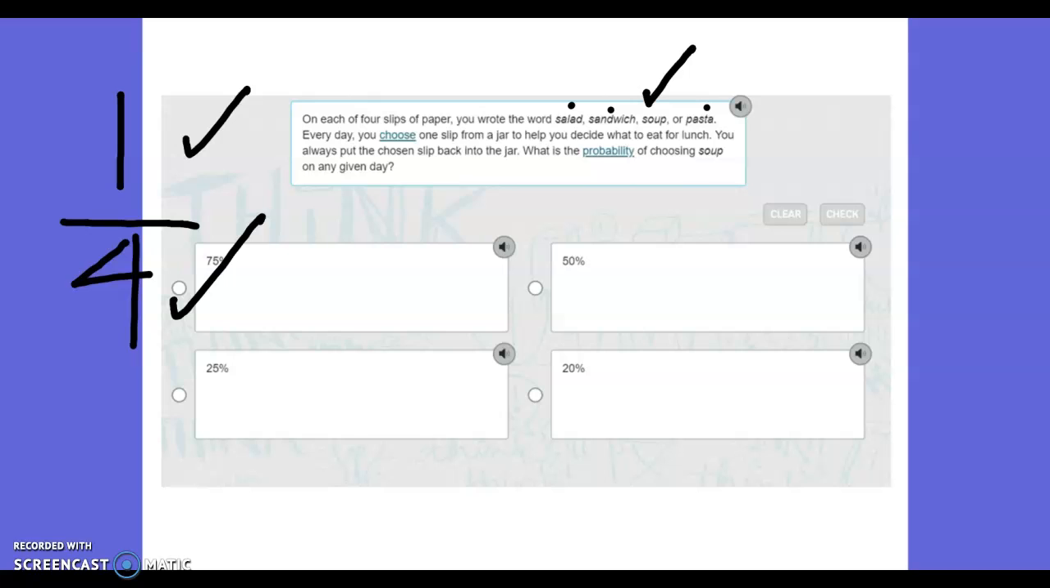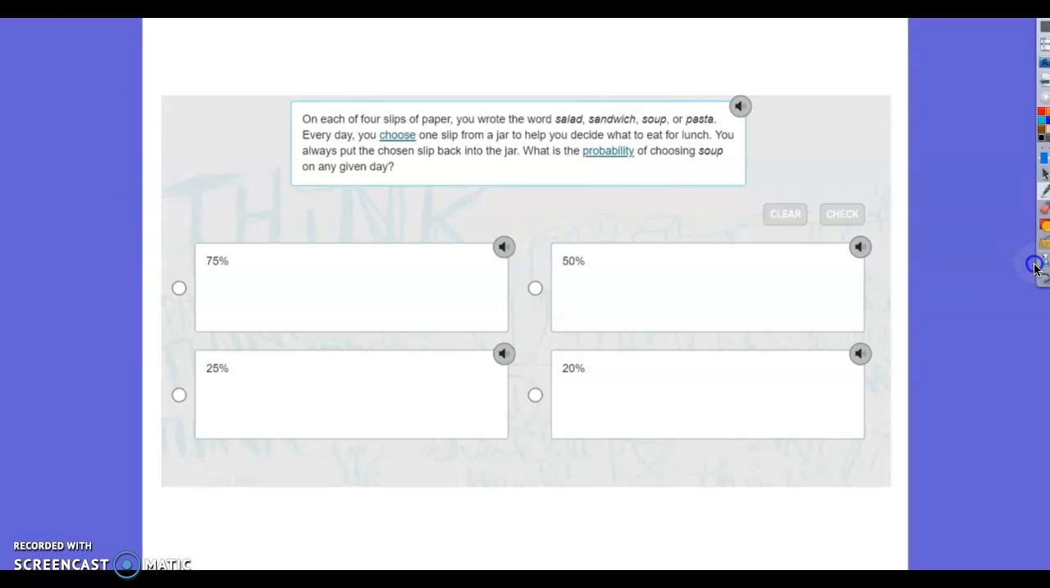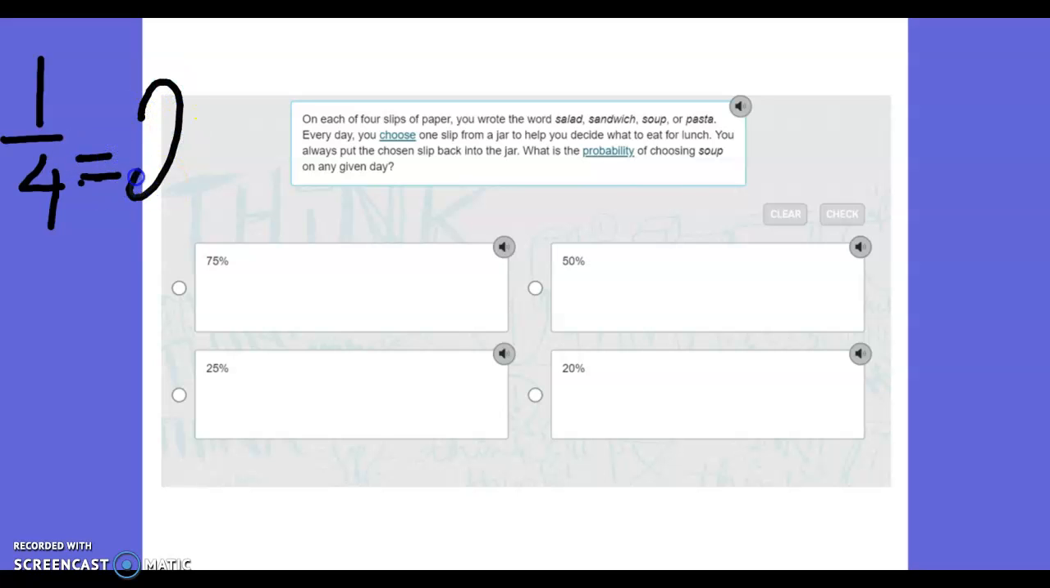Now let's think about that. As I said at the beginning, you have to be able to convert between percentages and between ratios or fractions. So I know that the benchmark fraction 1/4 is going to be equal to what percentage? It's going to be equal to 25%. So here is my answer.